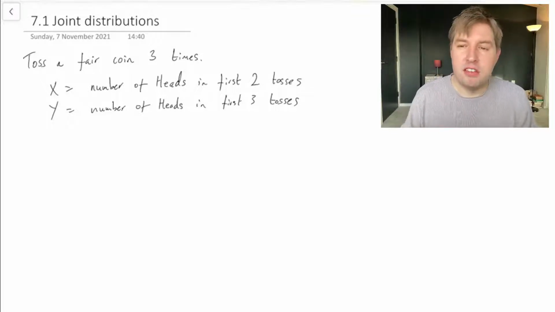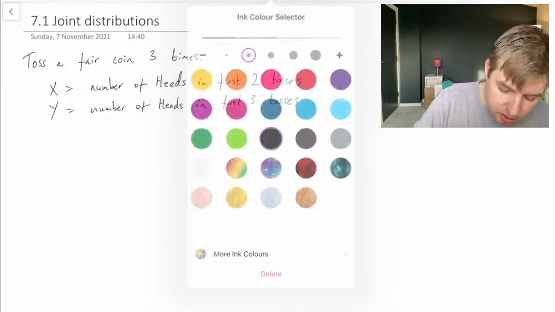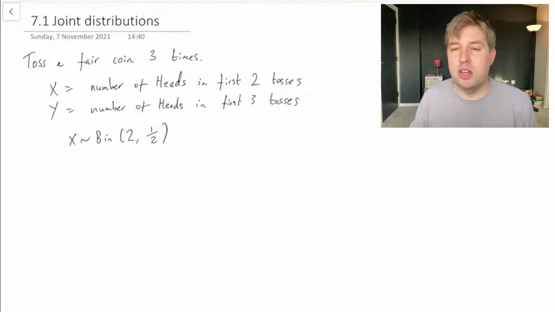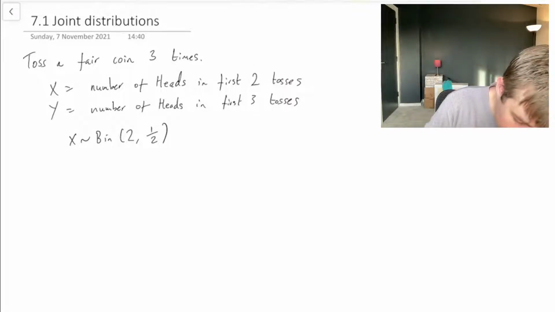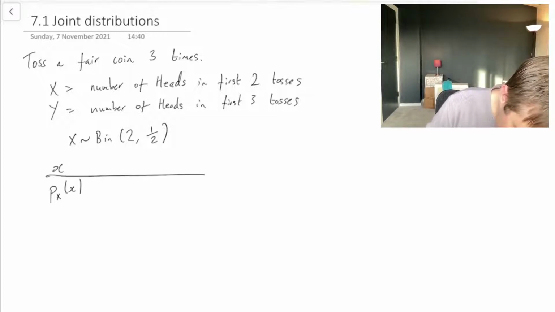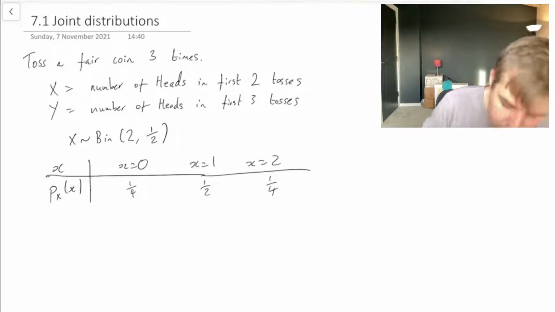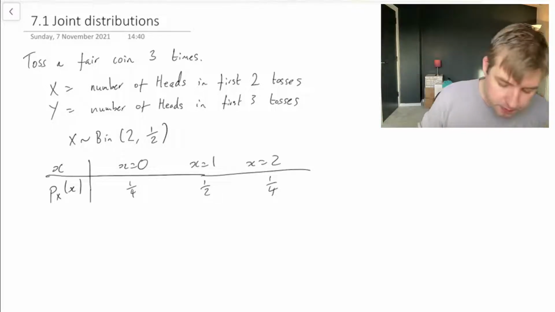So the first thing to say is that we know how these random variables work individually. For example, we know that X is binomial 2, 0.5 because we're tossing 2 coins, each of which is heads with probability 1/2. So we know that its probability mass function looks like this. It can be 0 or 1 or 2 with probabilities 1/4, 1/2, 1/4. That just comes from our normal binomial distribution.